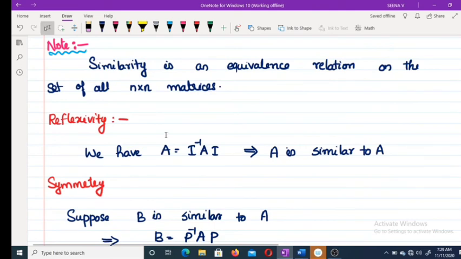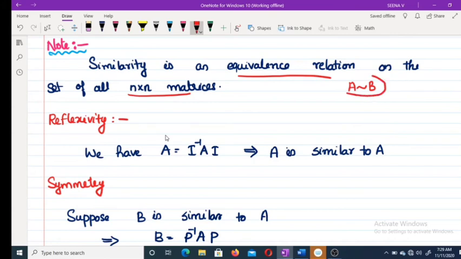Now the last one, there is a note: similarity is an equivalence relation on the set of all matrices. Suppose A is similar to B, then it is the same as B is similar to A, and we have to prove this is an equivalence relation. First, we prove reflexivity, that is, A is similar to A. We have A equal to I inverse AI. I is an invertible matrix, therefore A is similar to A.